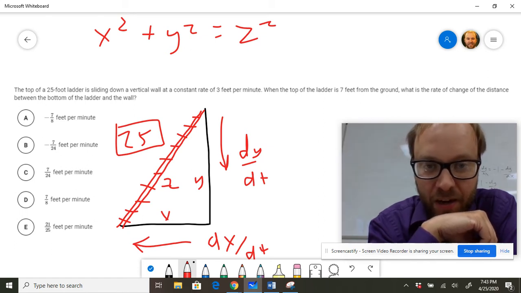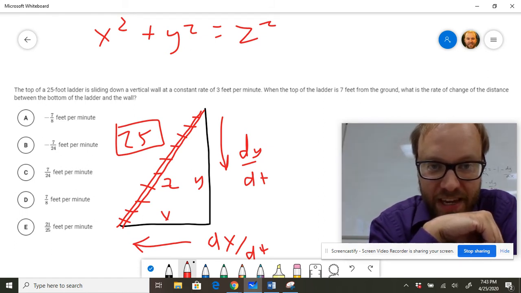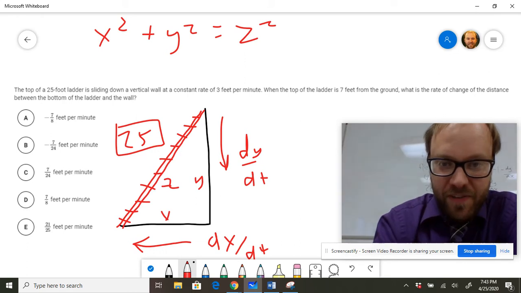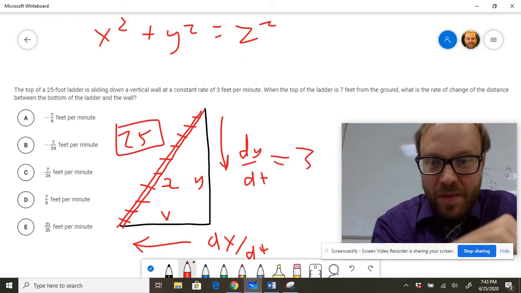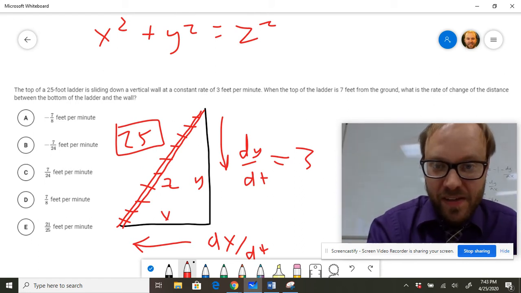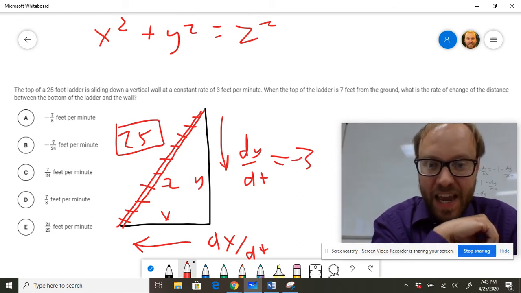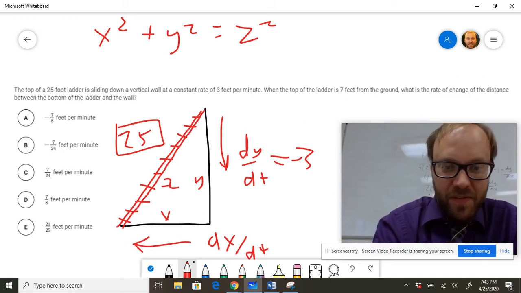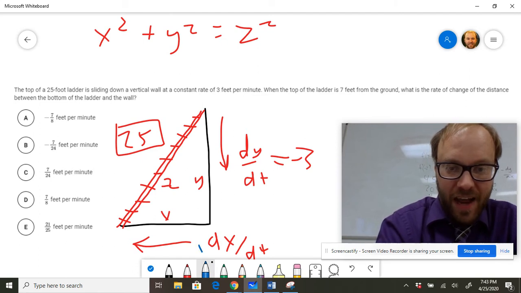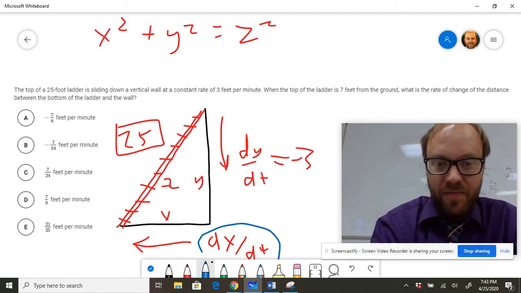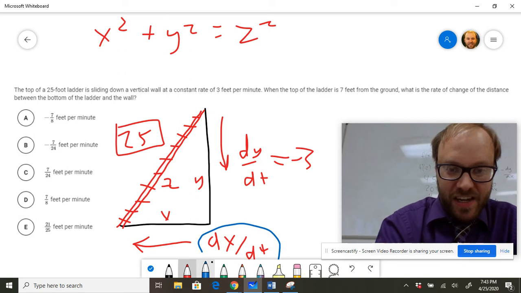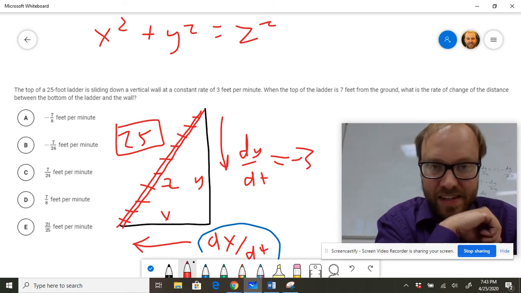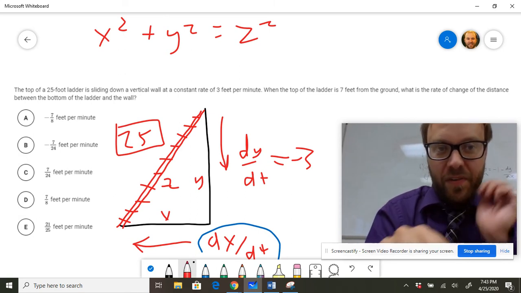dt. And so anyway, it says it's sliding down the wall at a rate of 3 feet per minute. So that's telling me that dy dt is going to be 3, but it's going down the wall. You do have to watch positive and negative signs here. So that's going to be negative 3. Anyway, we want the rate of change of the distance between the bottom of the ladder and the wall. They're asking us to find how fast that x side is changing, and that's dx dt that we're looking for. So let's go ahead and take the derivative here.